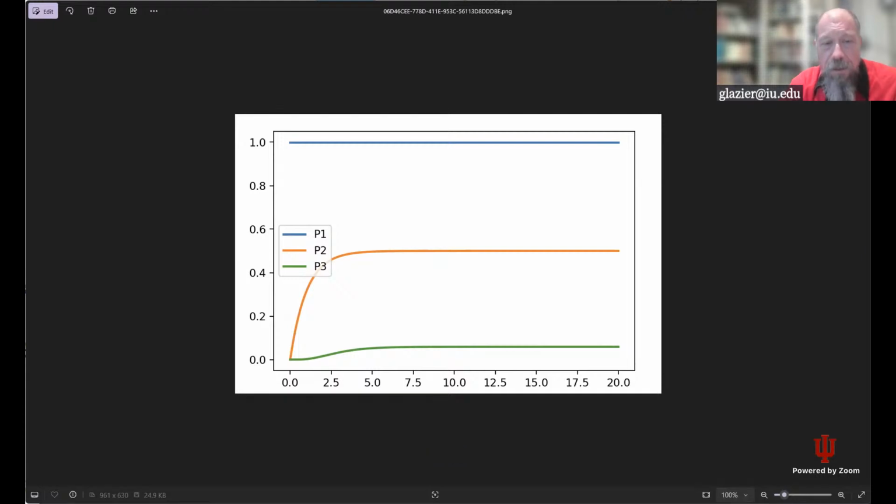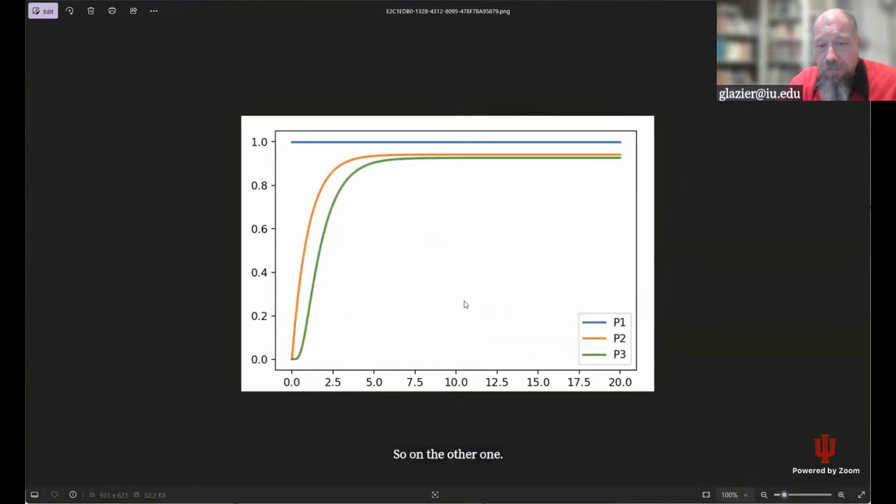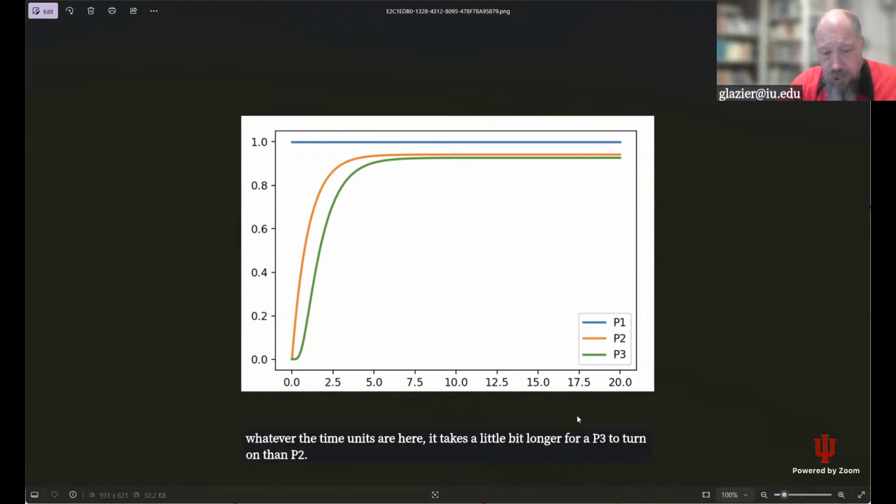So in the other one, you have P2 turns on, and then it turns on P3, and there isn't a big delay, but you'll notice P3 goes on just a little bit later, maybe in your case about one half, whatever the time units are here. It takes a little bit longer for P3 to turn on than P2. Okay, great.